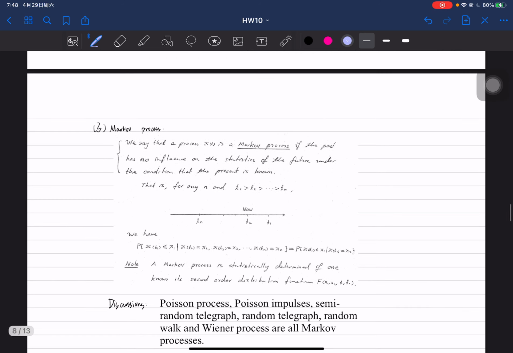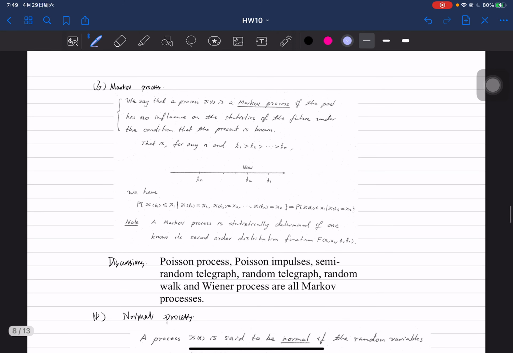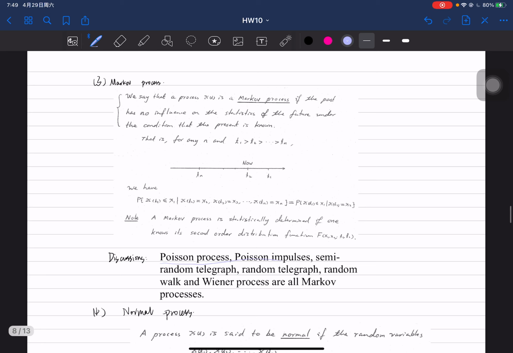Question 3 is about the Markov process. The Markov process is one where the past has no influence on the future when the present is known. The Poisson process, Poisson impulses, semi-random telegraph, random walk, and linear process are all Markov processes.